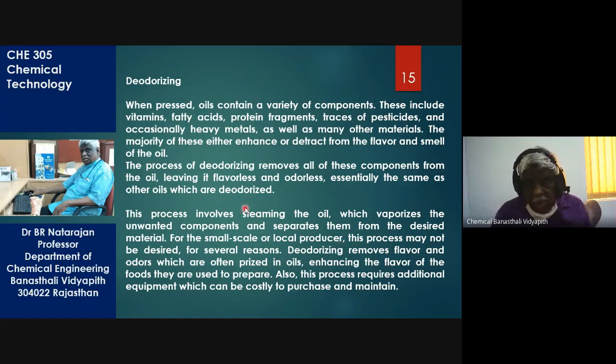Okay, so the process involves steaming the oil to vaporize the unwanted components and separate them from the desired material. For the small scale or local producer, this process may not be desired for several reasons. Deodorizing removes the flavor and odors which are often prized in oils, enhancing the flavor of the food they are used to prepare. And this process requires additional equipment which can be costly to purchase and maintain.